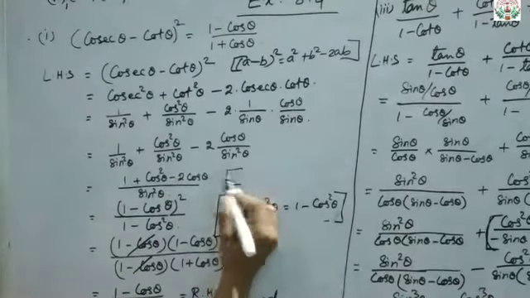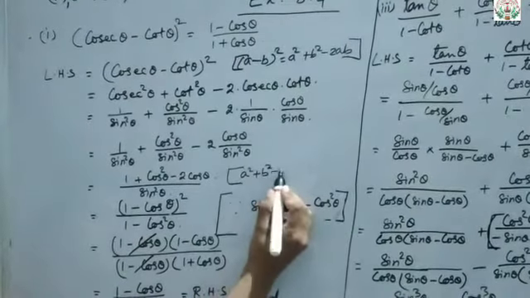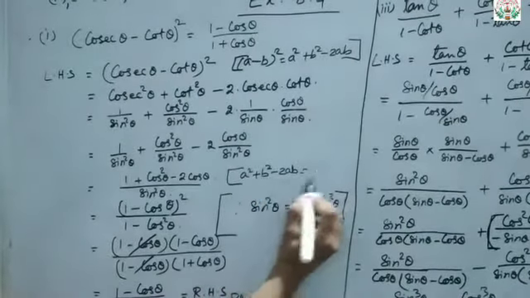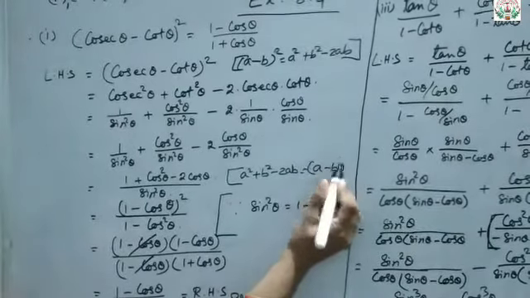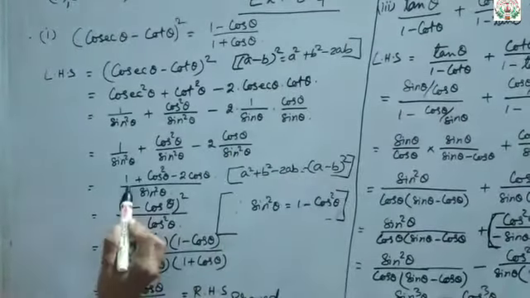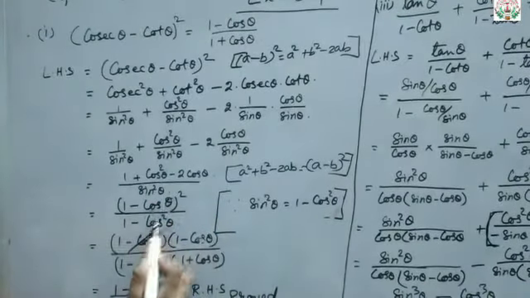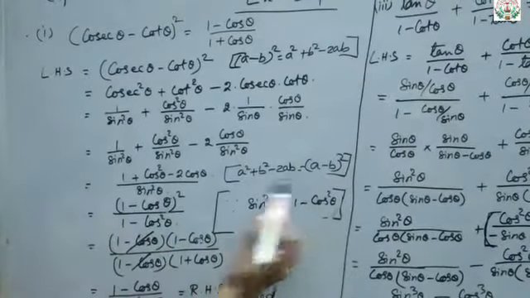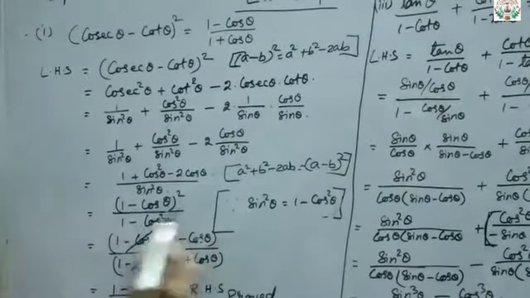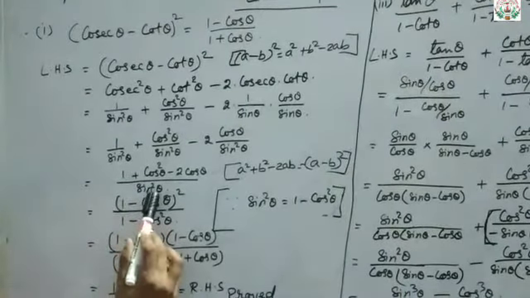You can write this as a square plus b square minus 2ab, which is what? The (a minus b) whole square formula. Remember, it is just the reverse of this one. So now here this is a, this is b, and minus 2 into ab. Clear? So this I can write as (1 minus cos theta) whole square. Clear, children? And sine square theta is there in the denominator.